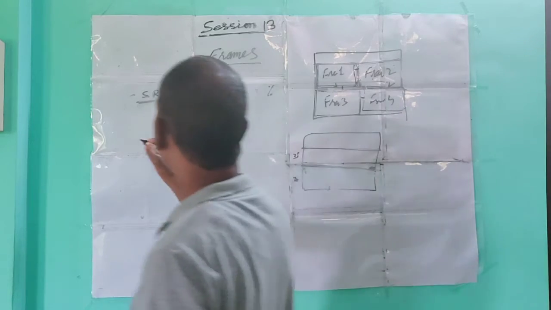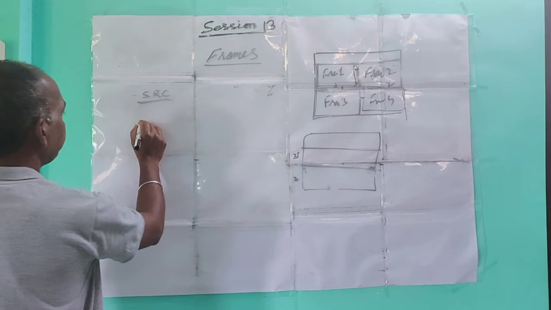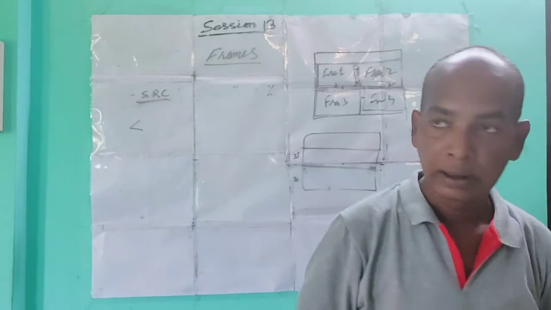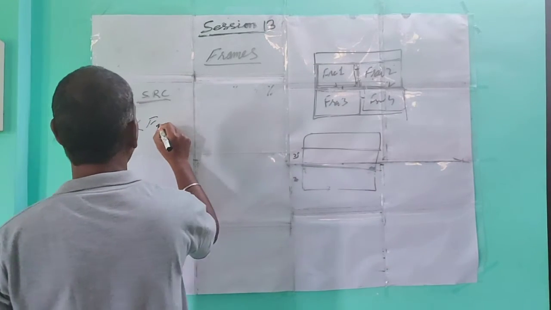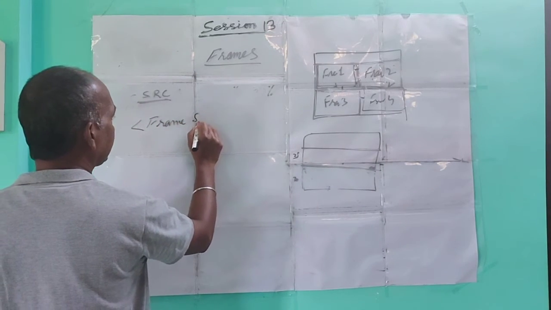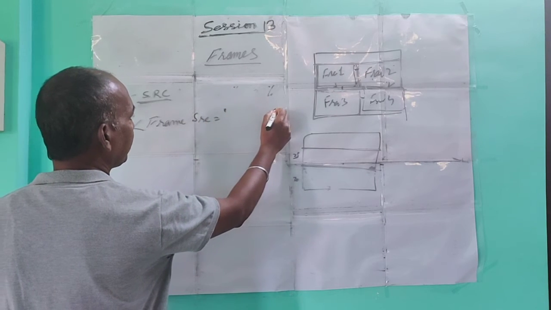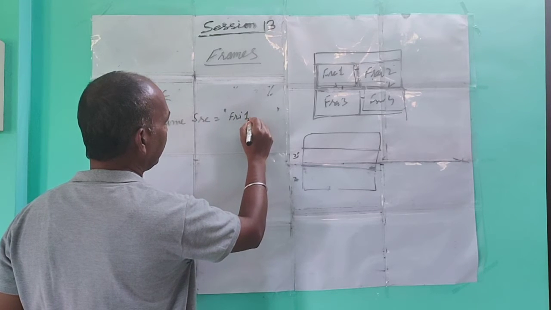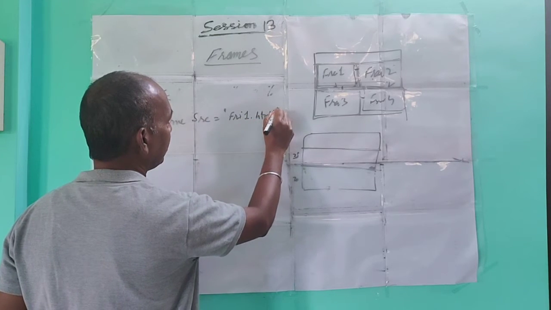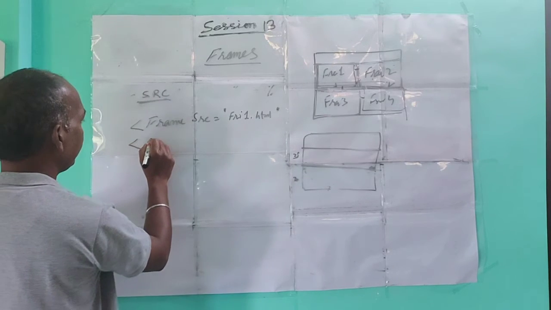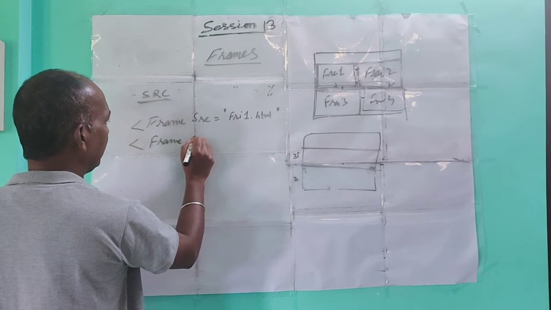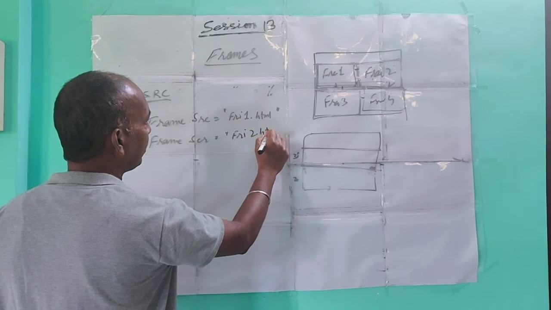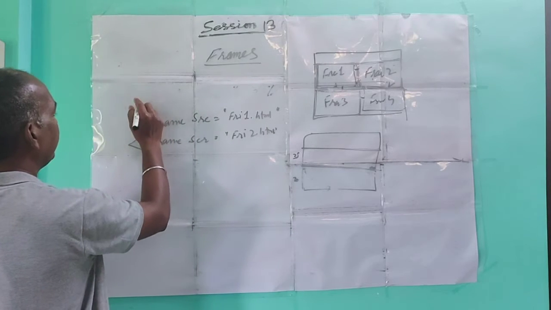Suppose you are giving here frame 1, frame 2, frame 3. How many frames do you want? Here you write frame src equals to, and here you have to give the file name. Suppose I give here fri1.html, and next I give frame src equals to fri2.html.